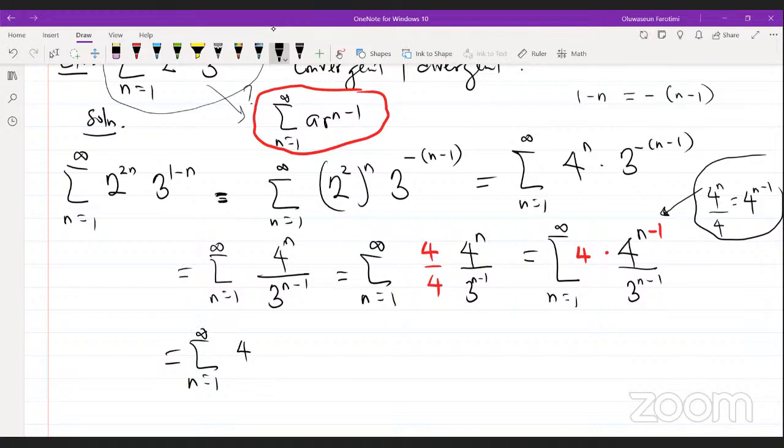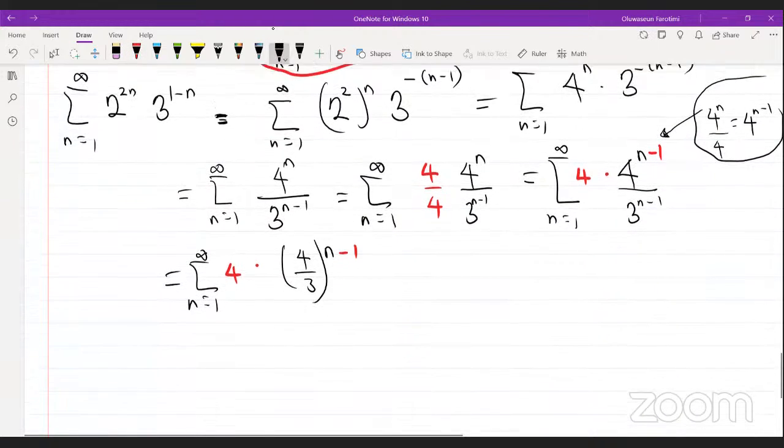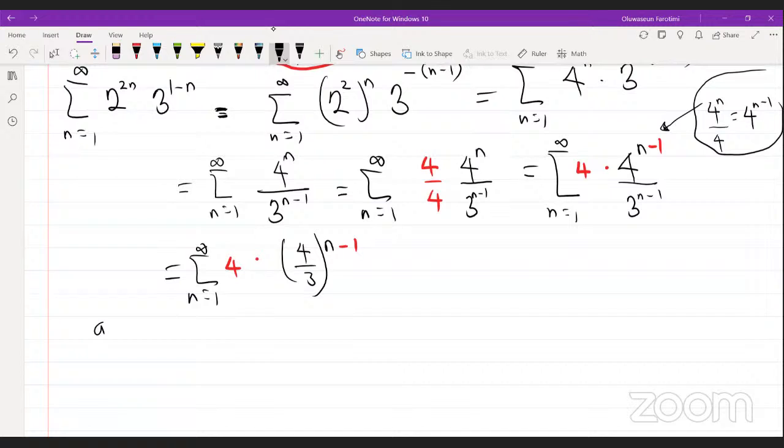This is a 4. So let me just still maintain the consistency. This is 4, 4 to the power, 3 to the power of n minus 1. All right, so talk to me now, guys. What is my a? Talk to me. All right, my a is 4. What is my r? My r is 4 over 3.